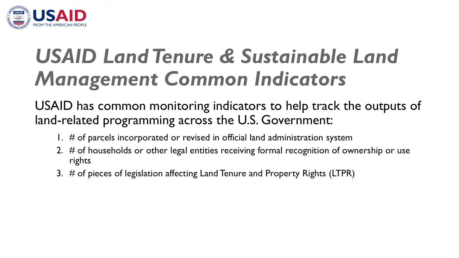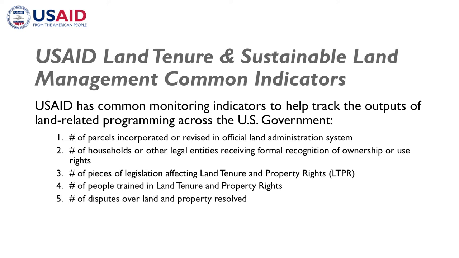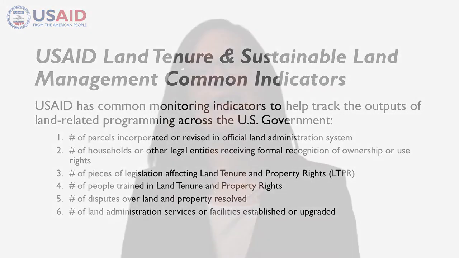The number of pieces of legislation affecting land tenure and property rights, the number of people trained in land tenure and property rights, the number of disputes over land and property that have been resolved, and the number of land administration services or facilities that have been established or upgraded. And again, the emphasis here is on tracking our outputs in terms of not just formal government interventions, but also interventions by customary authorities. And these indicators are really intended to augment the project level indicators that are important for monitoring of project performance.